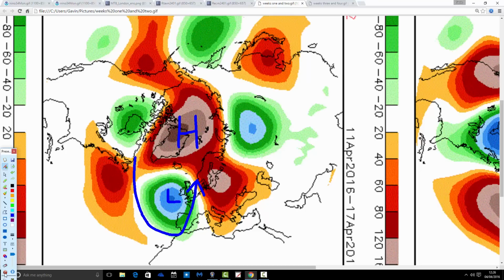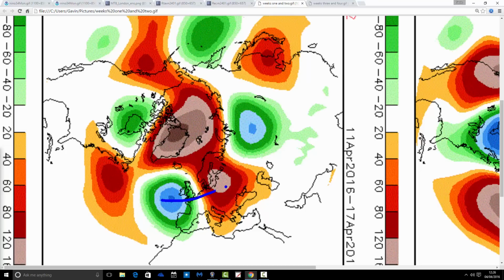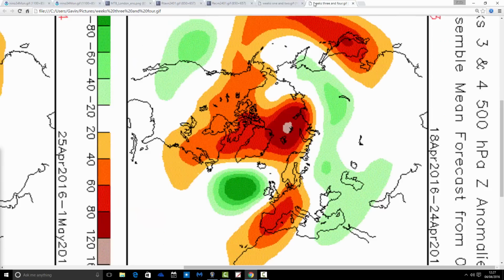To tap into cold conditions, we need to take this trough east and centre it somewhere across Germany. If we were centred across Germany, then we would allow this colder air to push down from the north. But as long as the trough stays out to the west of the country, the flow will stay generally from a southerly southwesterly direction. Week 3, which is the 18th to the 24th, this looks a bit better actually.